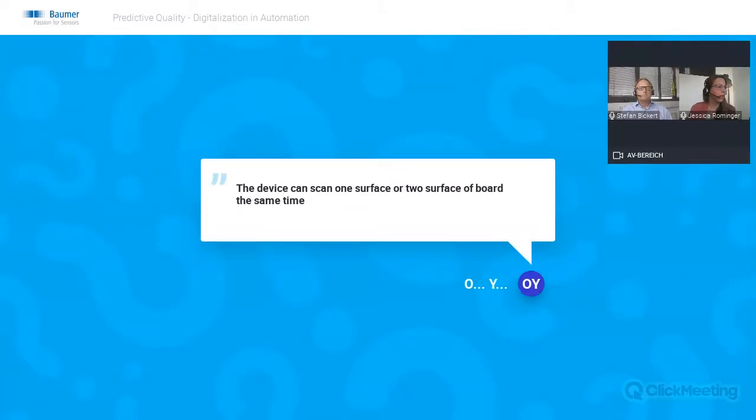The device can scan one surface or two surfaces of the board at the same time. So always the bottom and the top, the right and the left side. So it can scan two sides of the board at the same time.